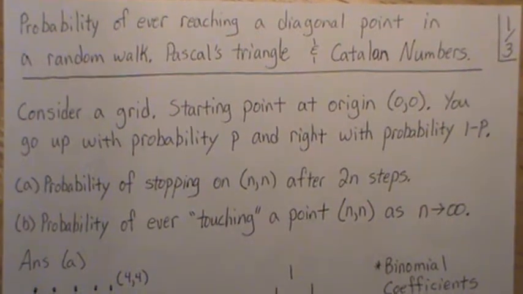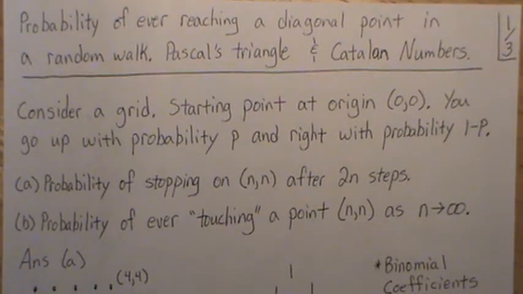Hello, this is the next video in a playlist that I'm calling combinatorial results. And here we're going to look at the probability of ever touching a diagonal point in a random walk. We're going to answer two questions though. And each question is going to use the Pascal triangle or the Catalan numbers.